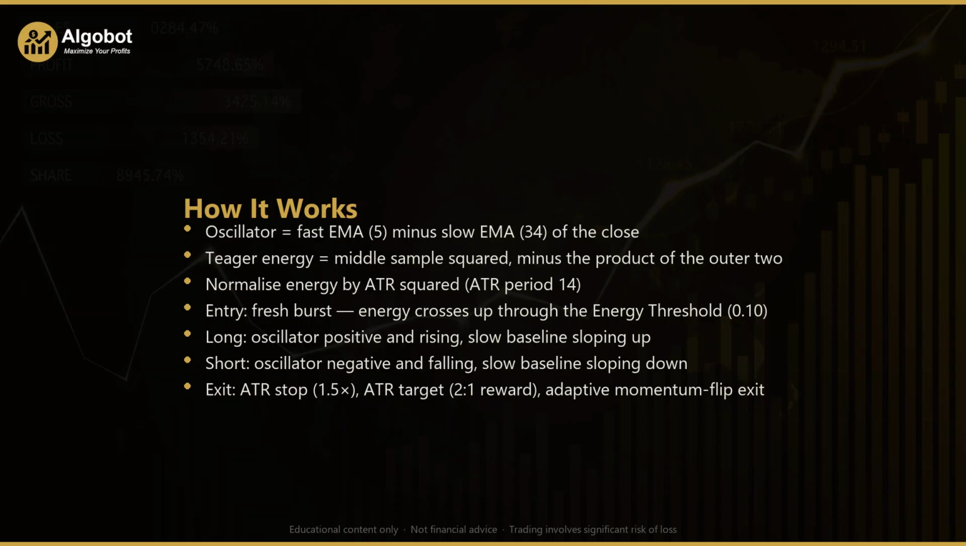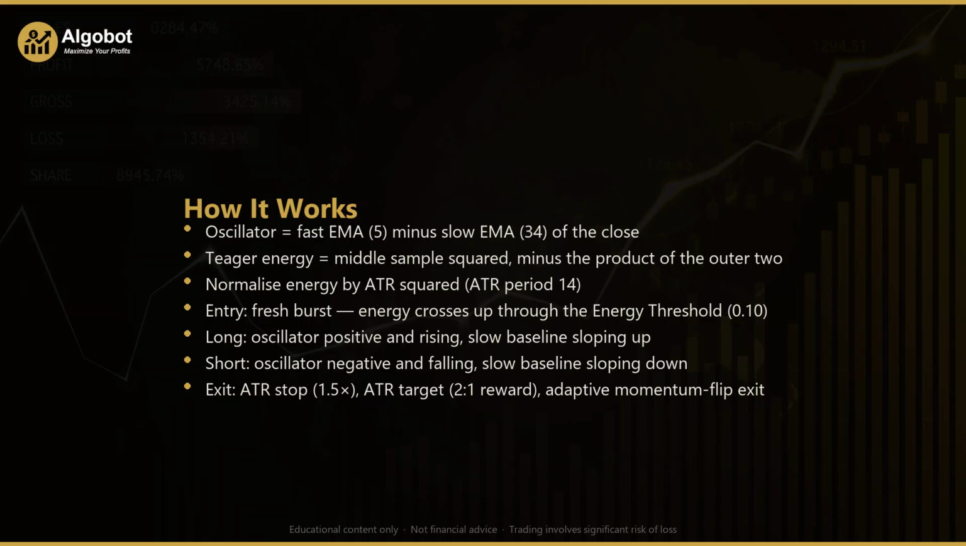A long signal also requires the oscillator to be positive and expanding, with the slow baseline sloping up. A short signal requires the oscillator to be negative and expanding downward, with the slow baseline sloping down. This trend gate is what keeps the strategy from taking a burst that fights the prevailing drift, and it's designed to help keep drawdown contained.